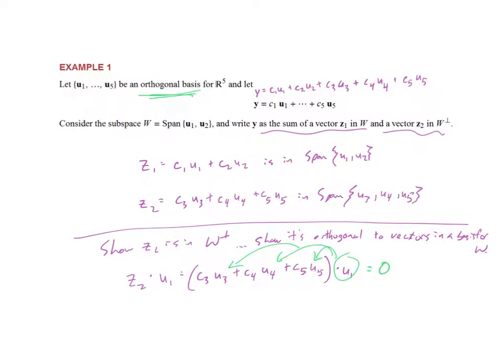Same deal with z2 dot u2. Oops, let me go back to purple. z2 dot u2, that is also, for the exact same reason, equal to 0. And then to kind of cap it off, thus z2 is in W perp. Boom, there we go. Okay, so that's all that we have to show in terms of work for this example. But again, just kind of thinking about how we can group the terms together in a specific way and break our vector apart into two different orthogonal subspaces, basically.